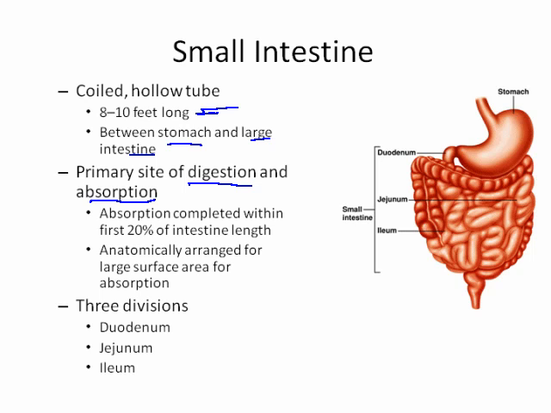Now, almost all of the absorption of nutrients occurs within the small intestine, and most of that absorption is completed within the first 20% of the intestinal length. The small intestine is anatomically arranged to produce a large surface area for absorption. So it's not just the length of it, but also it has a lot of convolutions, what we call the brush border. We'll talk about that a little bit later, but many different projections, what we call villi, that extend into the lumen of the small intestine that help to increase the surface area even more. Small intestine is divided into three divisions: the duodenum, the jejunum, and then the ileum. So most of the absorption is occurring within the duodenum.